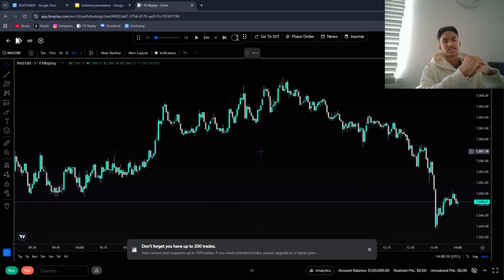Alright guys, so this is FX replay. Let me just quickly explain what it is. It's basically a backtesting software. So you see how we were looking at the live charts on TradingView, right? On here, this software basically allows you to replay chart price so you can essentially practice in hindsight.